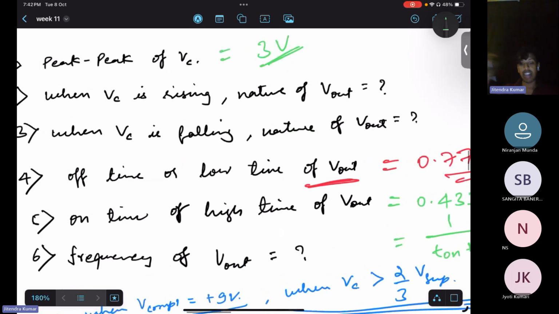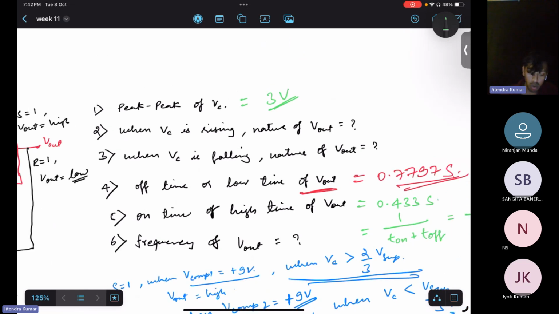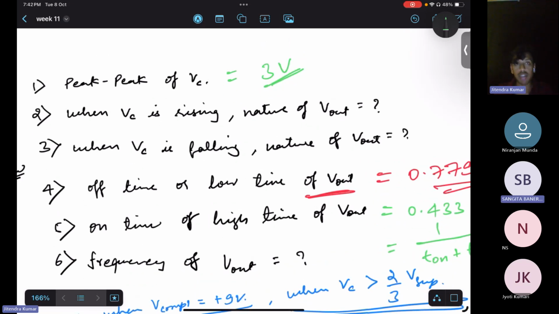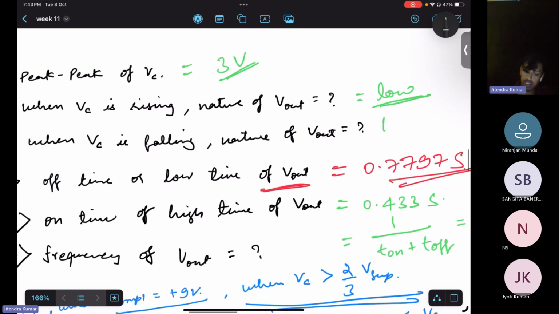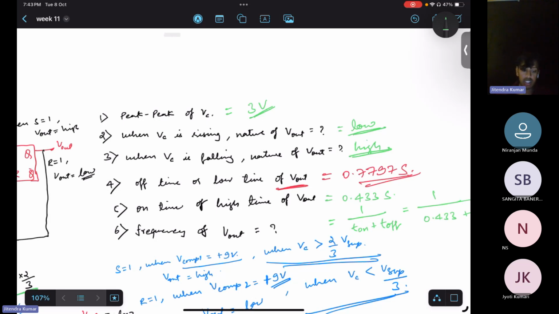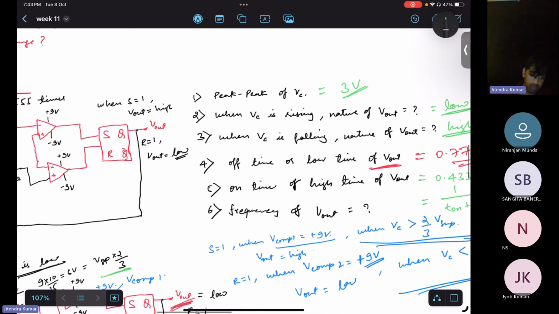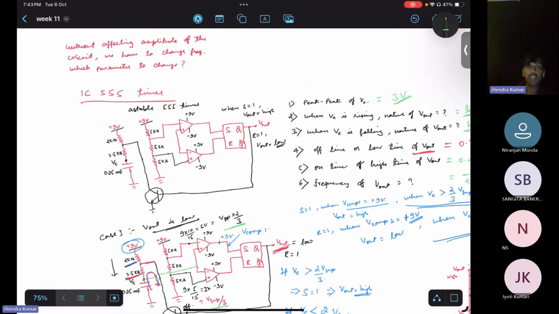Now when VC is rising, what is the nature of output voltage? Output is high or low when VC is rising? Low, exactly. Any doubt here? Okay, cool. When VC is falling, means when VC is discharging, the nature of output is high. Okay, so understanding the concept is very important, then you are able to solve all the parts, anything asked based on that, anything based on SR also. So we are done with this IC 555 timer.